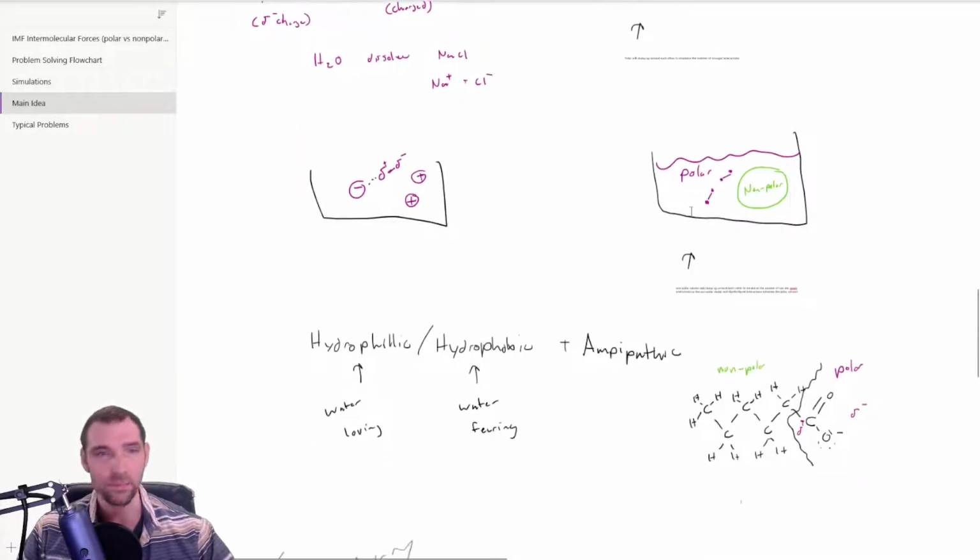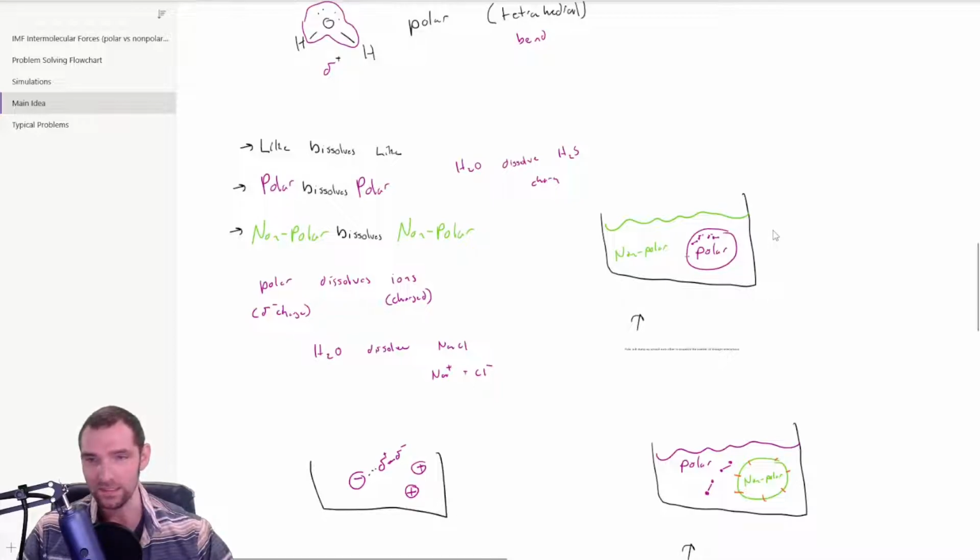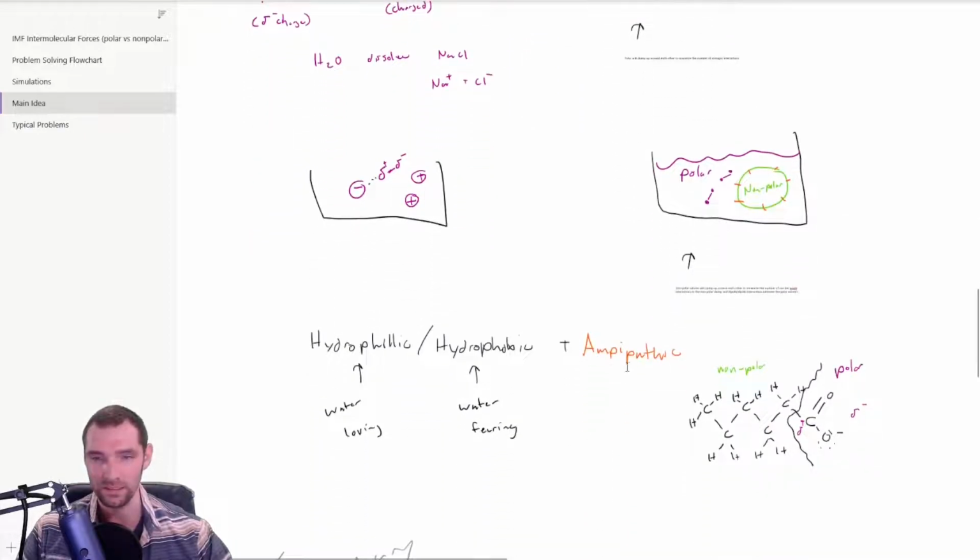And so if you've got amphipathic, let's make that orange. What ends up happening is that amphipathic ends up kind of forming at the boundary between nonpolar and polar things. And so this is actually why we use soap, is that soap helps you dissolve or break down polar and nonpolar things with each other. I like to think of amphipathic as like soap, because that helps you break down stuff and dissolve it in water that normally wouldn't dissolve in water, because water is polar.